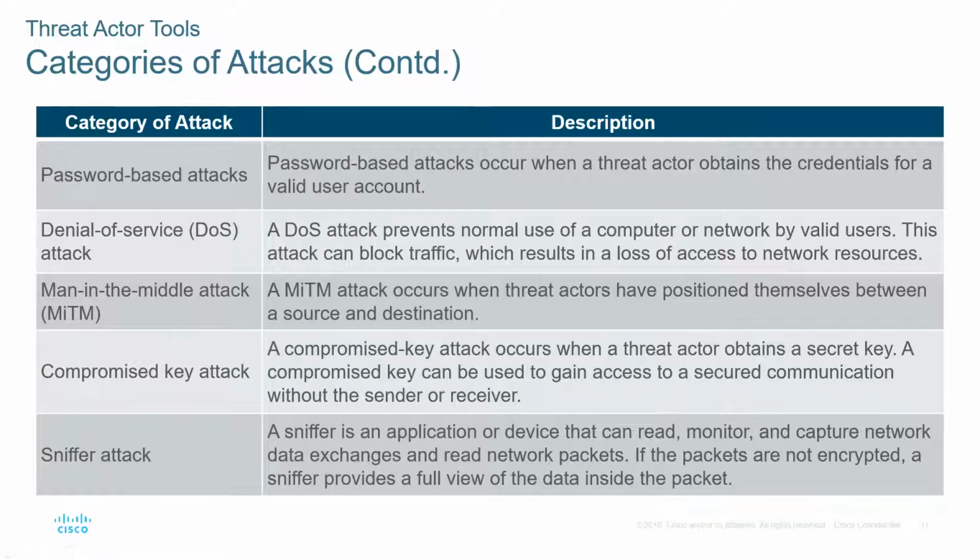Compromised key is going to be when they obtain some kind of secret key that can then gain access to a secure communication without that sender or receiver knowing. Sniffer attack is going to be an application or device that can read, monitor, or capture network exchanges and read packets. If those packets are not encrypted, the sniffer has full view of the data that's inside of there. And this simple sniffer attack is no different than, say, Wireshark.